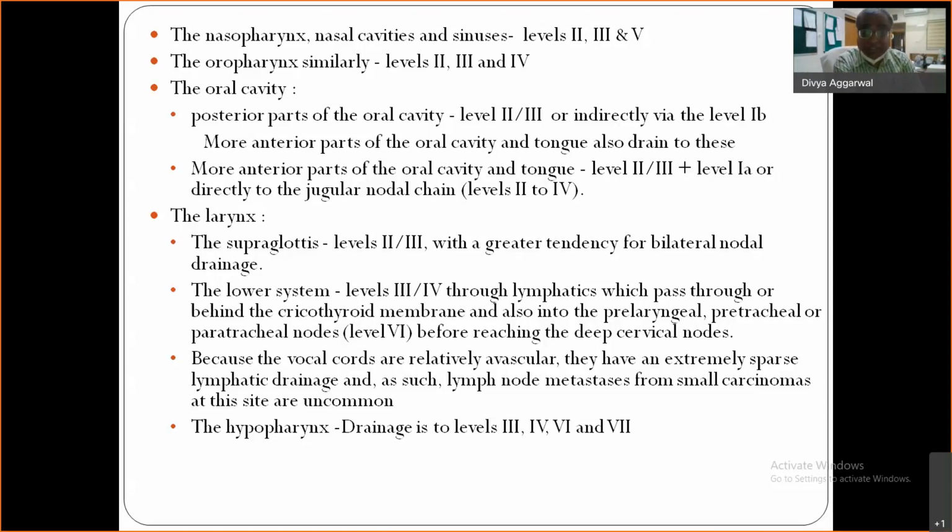And there is a greater tendency for bilateral nodal drainage in supraglottic malignancy. Now, the vocal cord is basically an avascular structure, and consequently, a tumor which is restricted to the vocal cords would hardly ever metastasize to the lymph nodes. I think the documented incidence given in the literature for vocal cord neck nodal metastasis would be less than 4%. And hypopharynx, the drainage levels are 3, 4, 6, and 7.